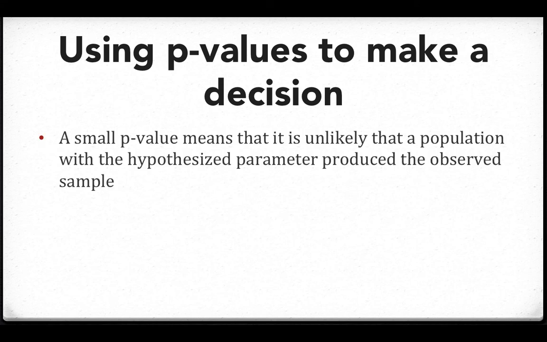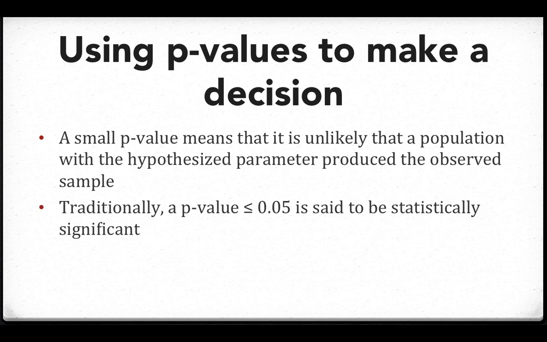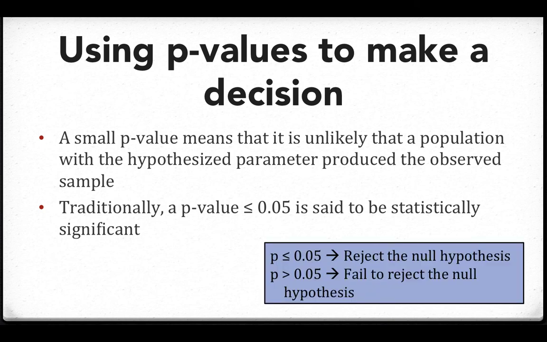A small p-value means that it is unlikely that a population with a hypothesized parameter produced the observed sample. Traditionally, a p-value that is less than or equal to 0.05 is said to be statistically significant. So if your p-value is less than 0.05, you would reject the null hypothesis. Your results would be said to be statistically significant. This means that your results are in favor of the alternative hypothesis, and there is evidence of a difference in the population.